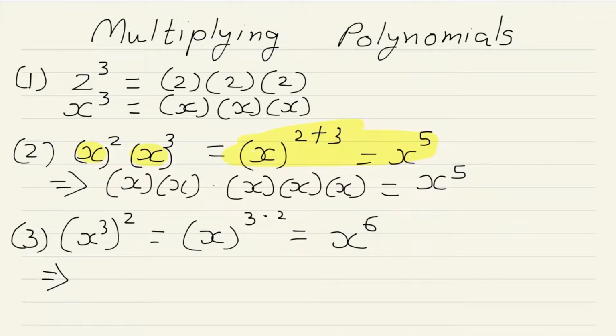So in this case, x cubed is raised to the 2nd power. So that's x cubed times x cubed. So that's x to the 3rd plus 3rd, and that's x to the 6th. So when we have a power raised to another power, we just multiply those exponents.